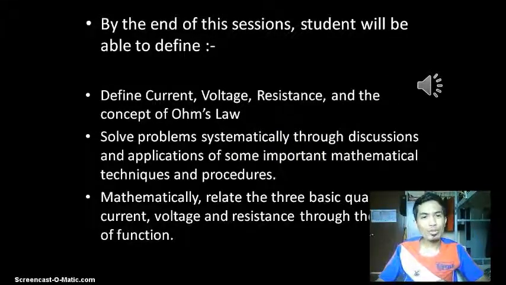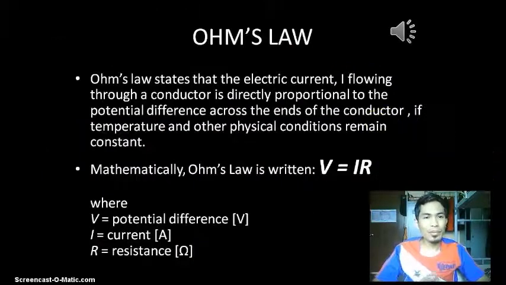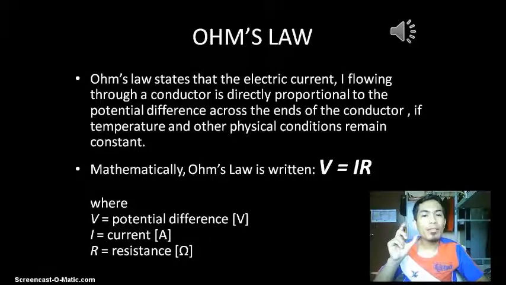Okay, we're going to the note. Ohm's law states that the current I flowing through a conductor is directly proportional to the potential difference across the ends of the conductor, if temperature and other physical conditions remain constant.